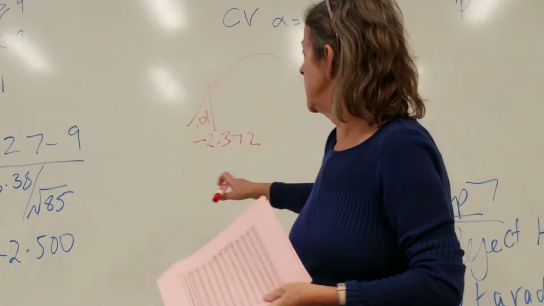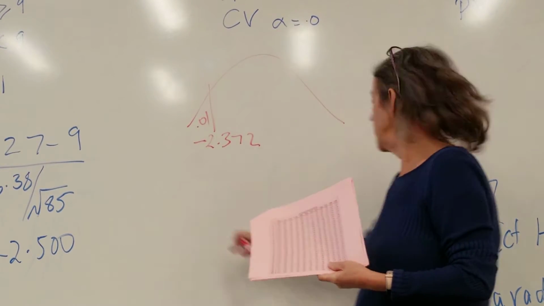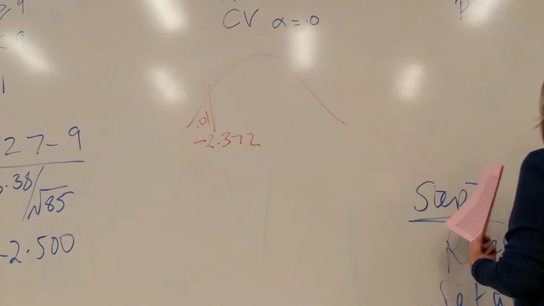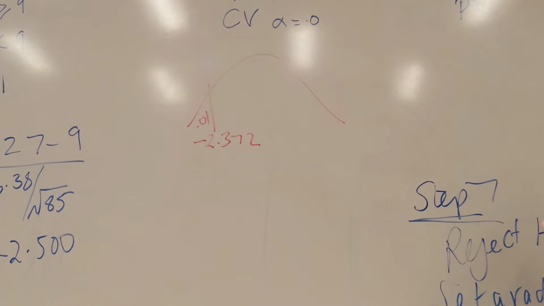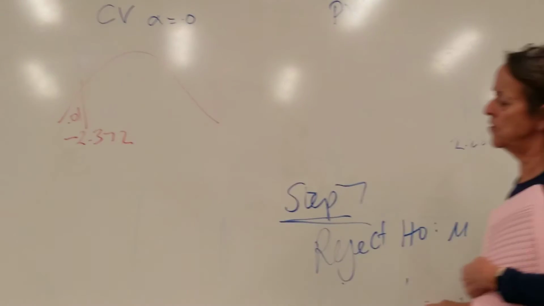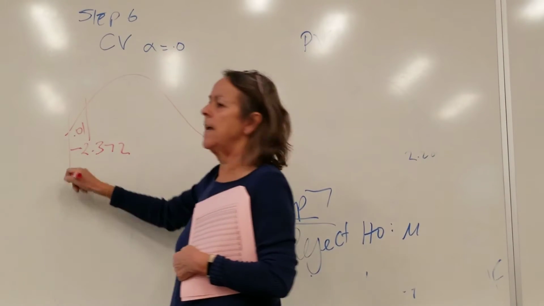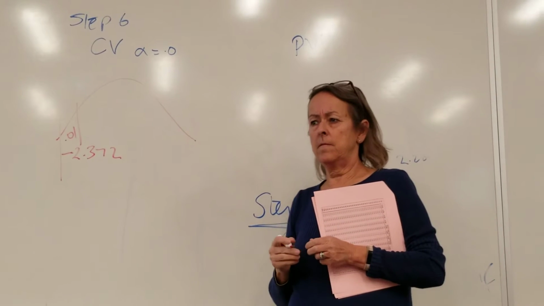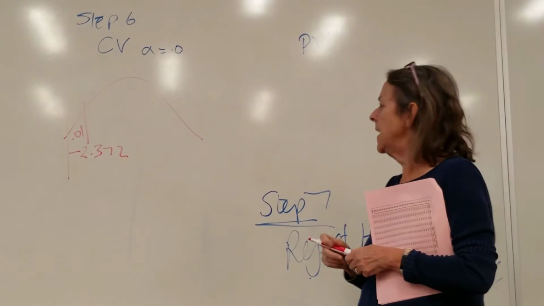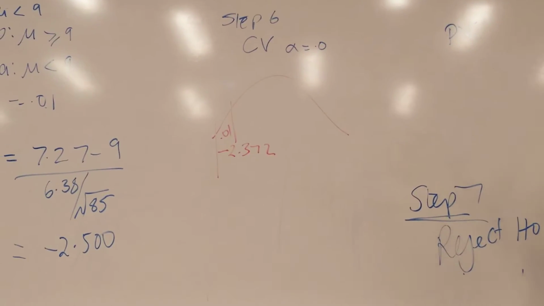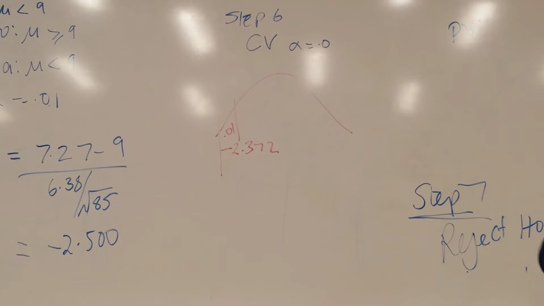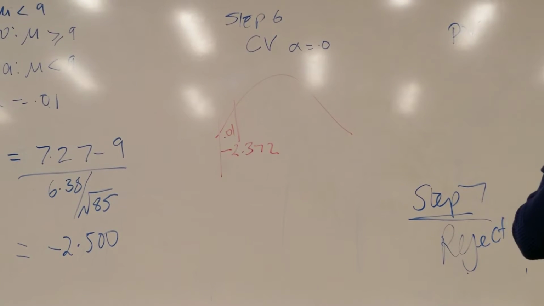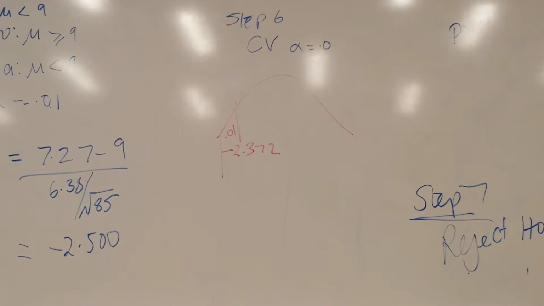What's your decision? Reject or not reject? You're going to reject because your negative 2.5 is down in here. You're going to reject the null hypothesis, which says mu is greater than or equal to 9. The shareholders who claim that are wrong, that the mean is not greater than or equal to 9.